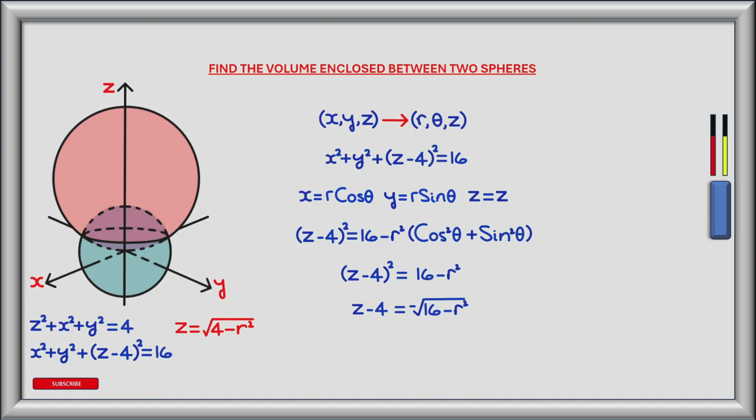Taking the square root of both sides of the equation, we have z minus 4 is equal to minus the square root of 16 minus r squared. Note here we're using the negative square root, as the volume we're interested in falls in the lower hemisphere of the red sphere. And therefore z is equal to 4 minus the square root of 16 minus r squared.